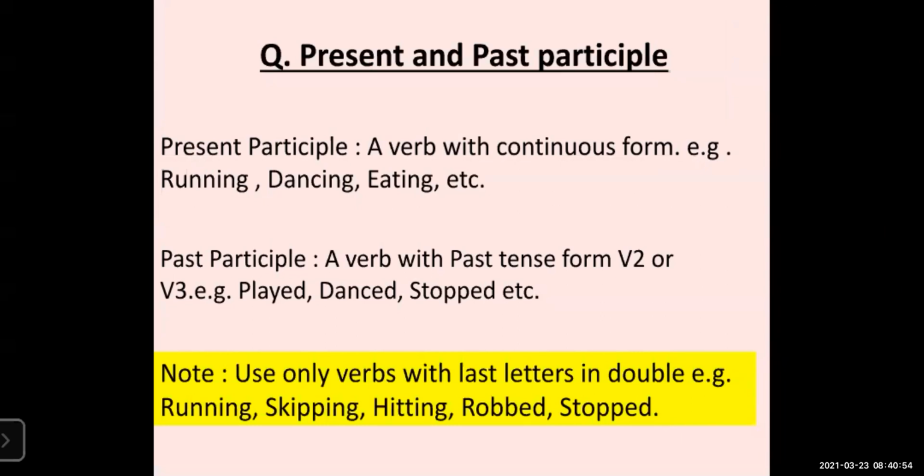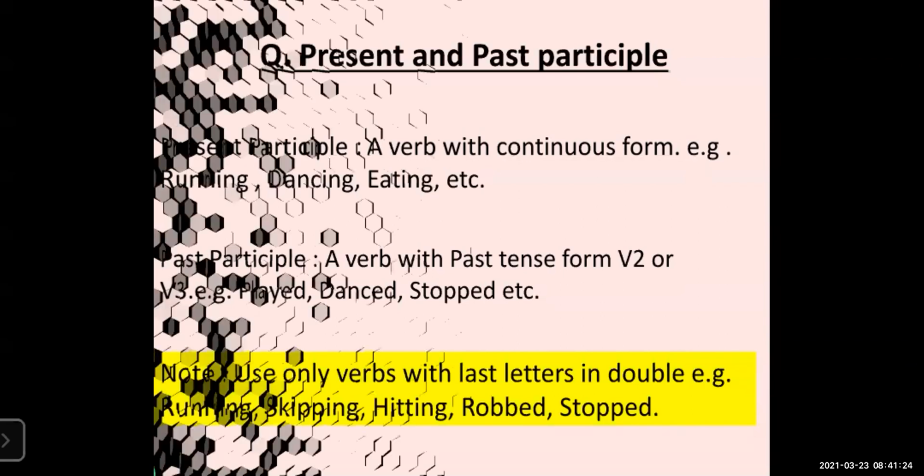For example, running, hitting, keeping, robbed, stopped. Just randomly, don't think too much, go and copy those words in your answer paper. If present participle is asked, use the words with double letter ing, for example, running. Or if past participle is asked, just write robbed or stopped in your paper. Two words you have to write. Understood? I hope you have understood this.